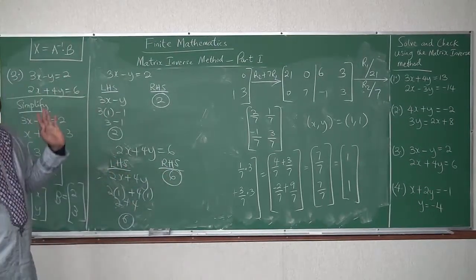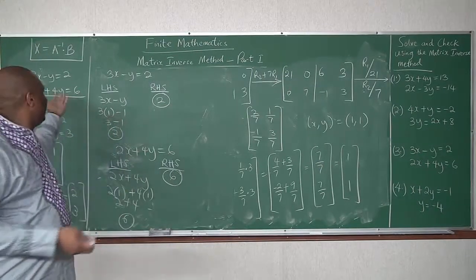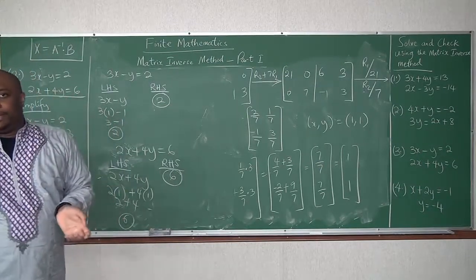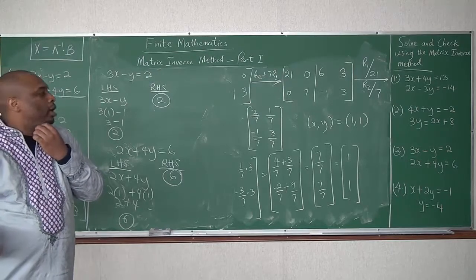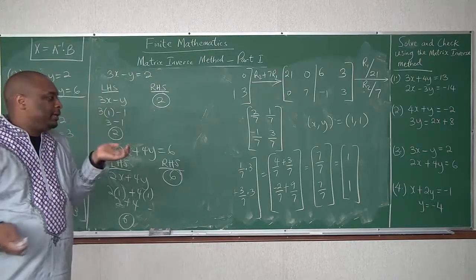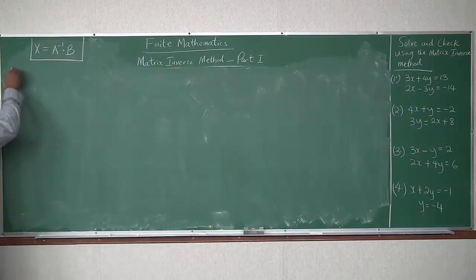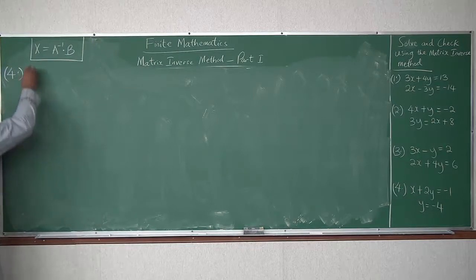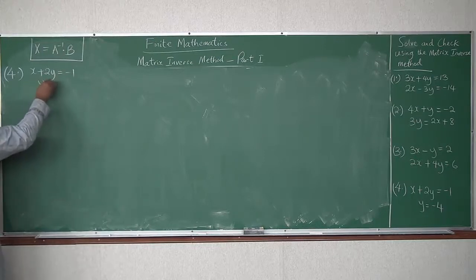Okay, so even if you did not simplify this and you solve it with the main equation, you will still get the same answer, 1, 1, if you did it properly. All right, last but not the least, question 4. X plus 2y is equal to negative 1. Y is equal to negative 4.